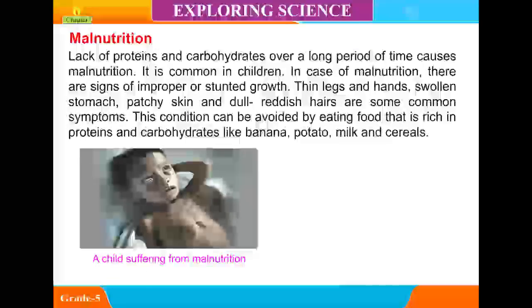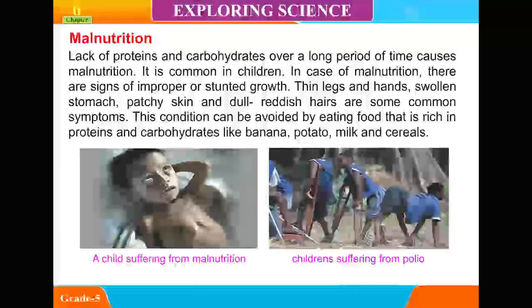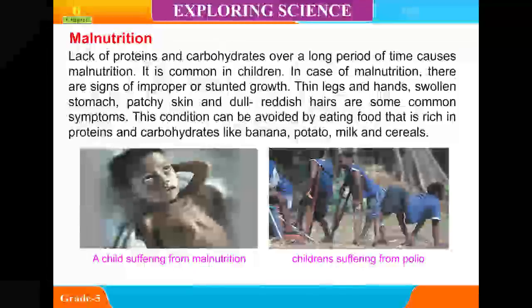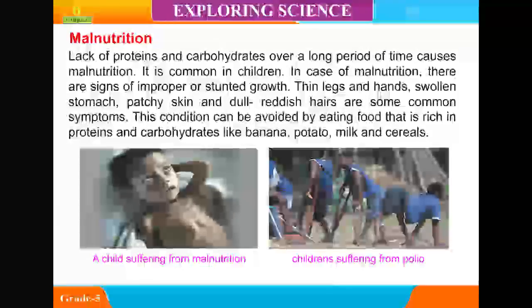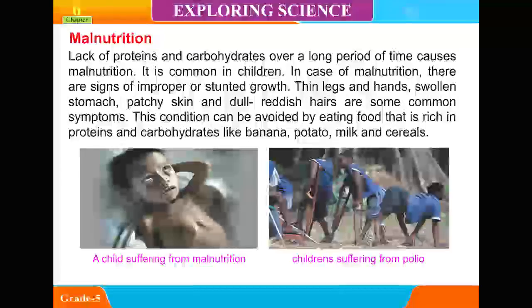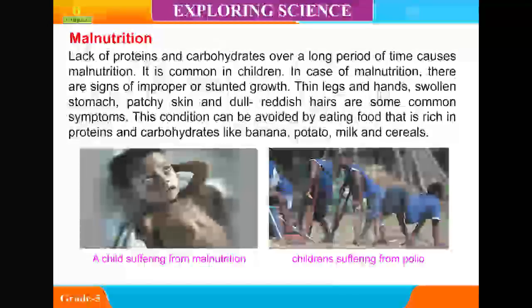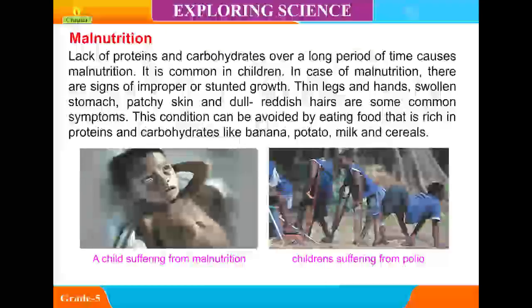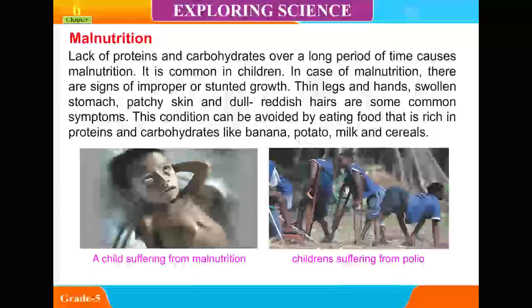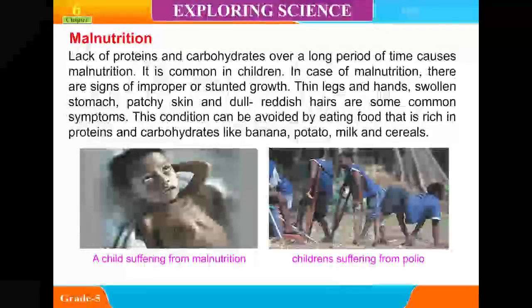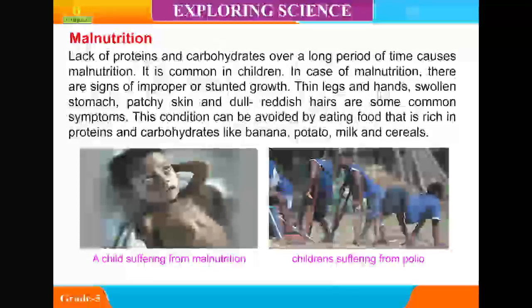Malnutrition. Lack of proteins and carbohydrates over a long period of time causes malnutrition. It is common in children. In case of malnutrition, there are signs of improper or stunted growth. Thin legs and hands, swollen stomach, patchy skin, and dull reddish hairs are some common symptoms. This condition can be avoided by eating food that is rich in proteins and carbohydrates like banana, potato, milk, and cereals. A child suffering from malnutrition.